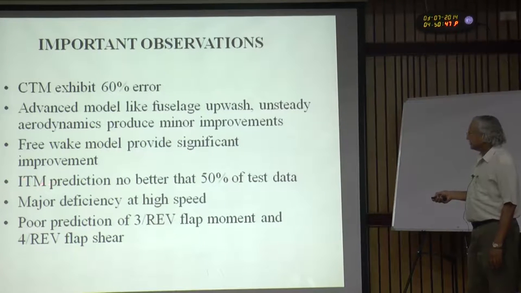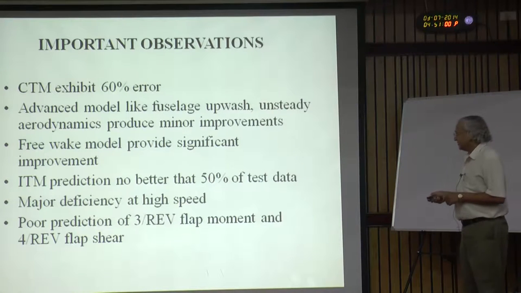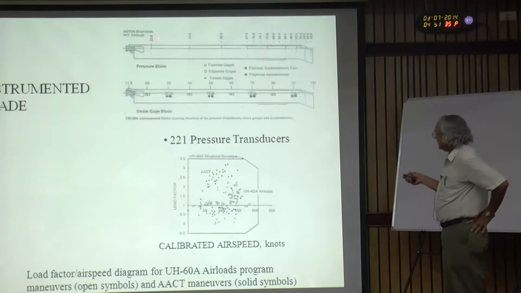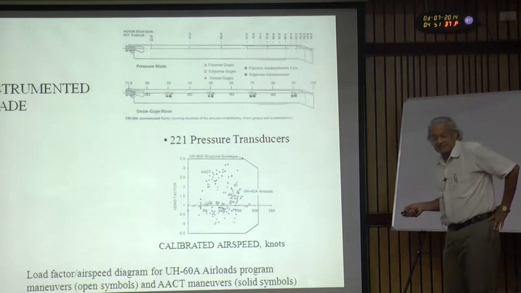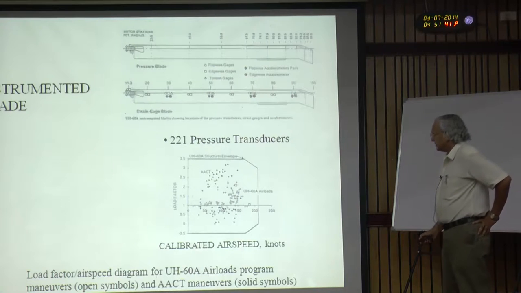So the improved technology model prediction after doing this is no better than 50% of test data. Particularly, a major deficiency happens at high speed. So the reason they said is very poor prediction of the flap, out-of-plane bending moment at the blade root and the flap load. They took a blade, because this is a very, very expensive test if you want to perform.